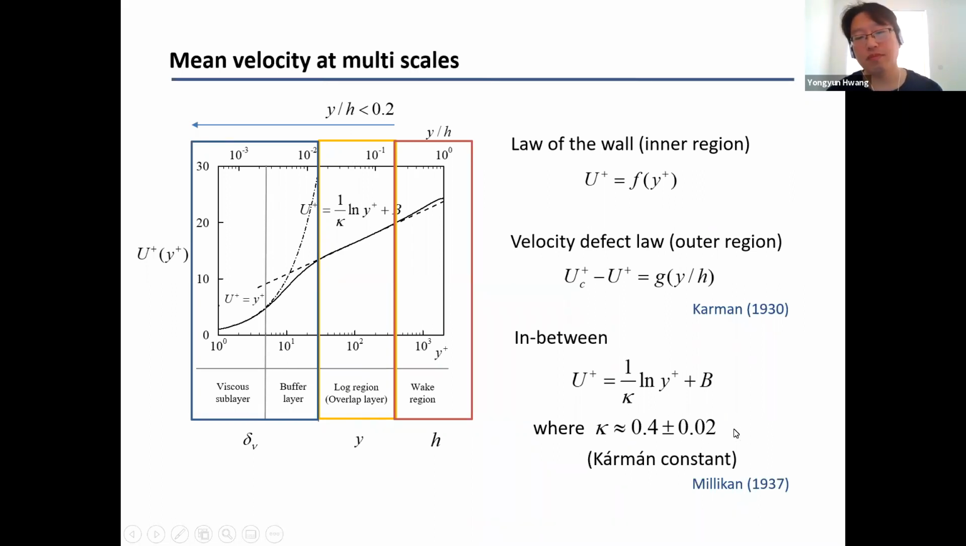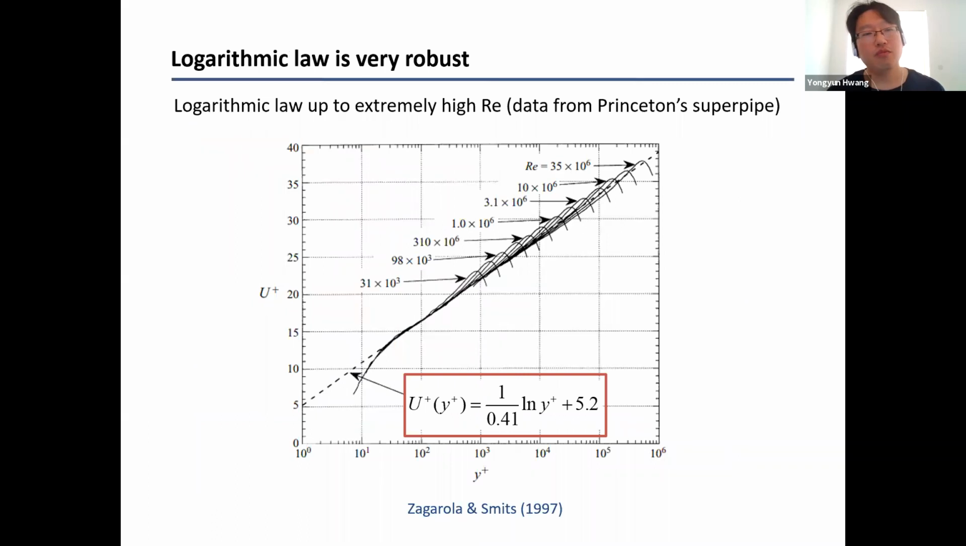with a constant kappa, which is called the von Kármán constant. Okay, that was, I think, a rather well understood story, because we teach this to our undergraduate students. But the one thing that I'd like to point out quickly is that this log law is extremely robust. So this is the mean velocity profile obtained from the Princeton Superpipe, and this is the data from Zagarola and Smits in 1997. This is the behavior of the mean velocity profile drawn in logarithmic coordinates, and you see that the log law is extremely robust, even up to extremely high Reynolds number.